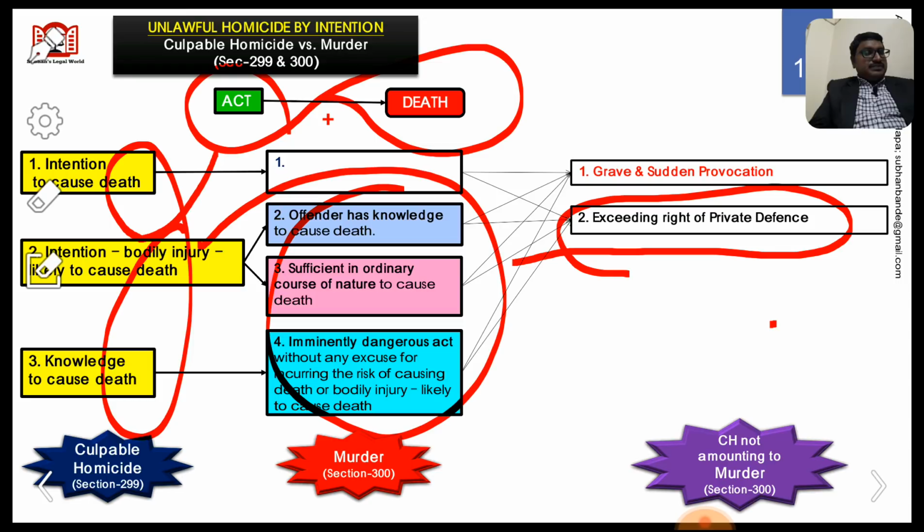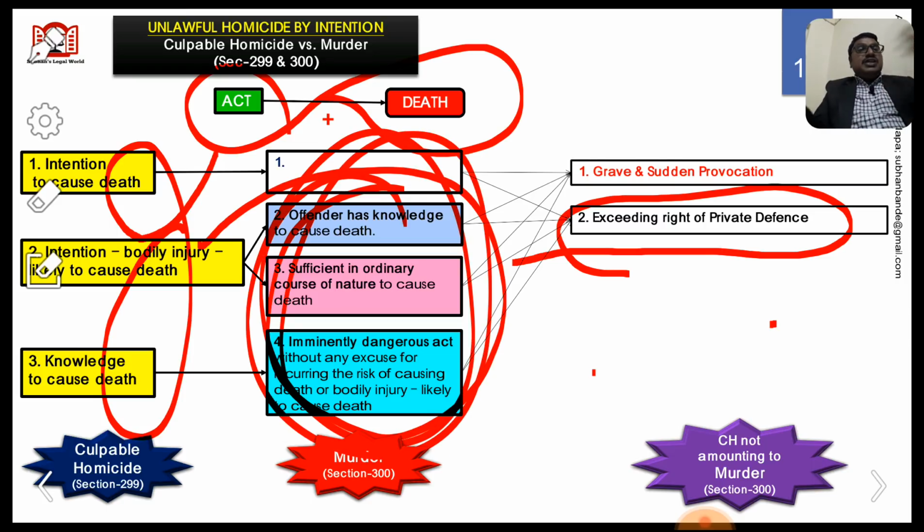If the accused exceeds the right of his private defense and causes the death of another person, he has the intention to cause the death or intention to cause bodily injury that is likely to cause the death of the other person, or he has the knowledge to cause the death of another person, or he may have any of these additional mens rea, but he exceeded the right of private defense.